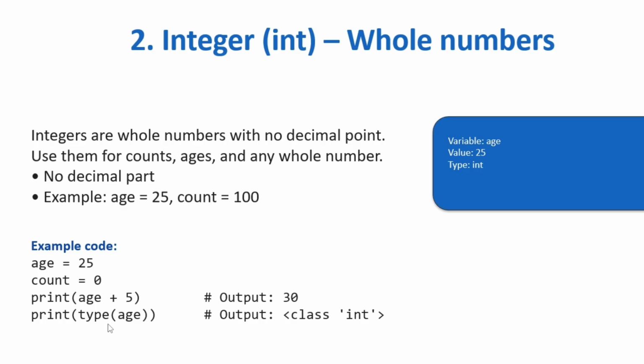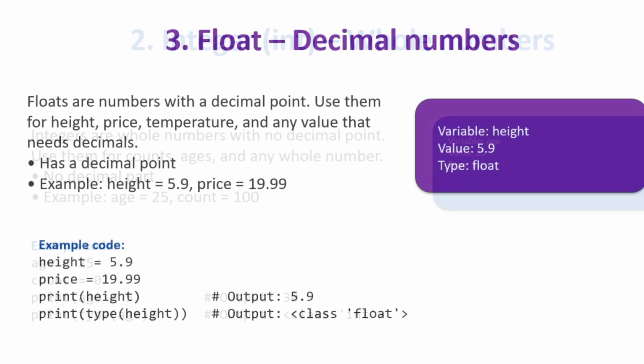If you want to print the type of that particular variable, use the function type. So type of age will give the output as class int because it is an integer type of variable. So in this way, you can mention the integer type of a variable and you can use the type function.